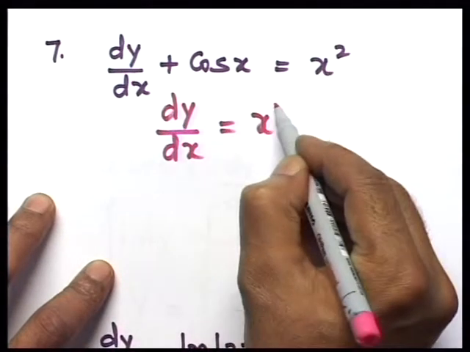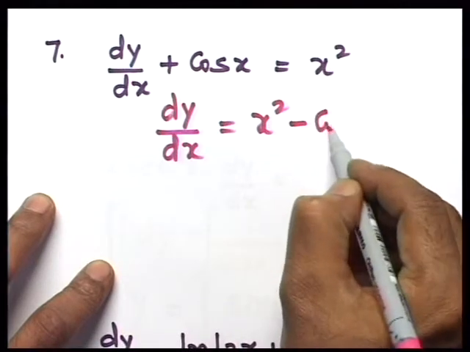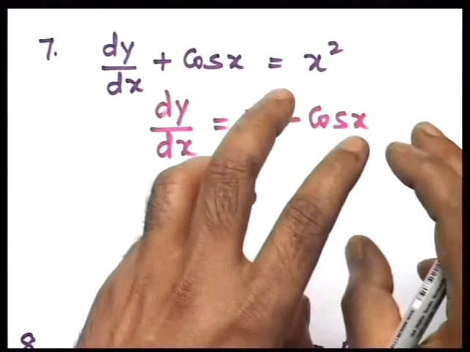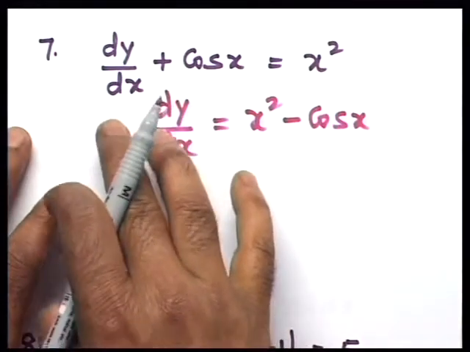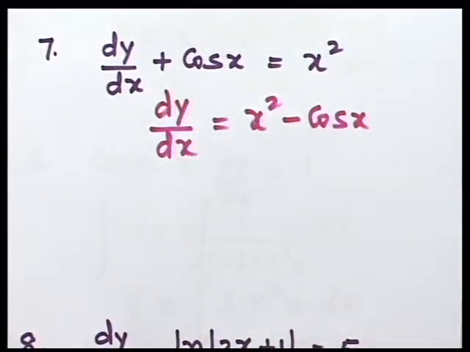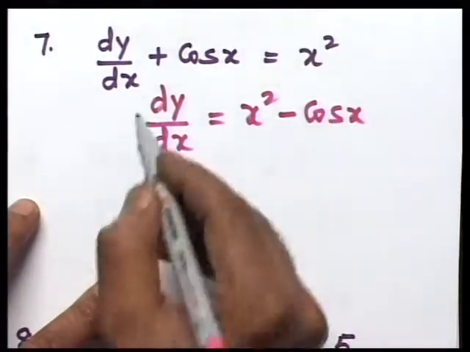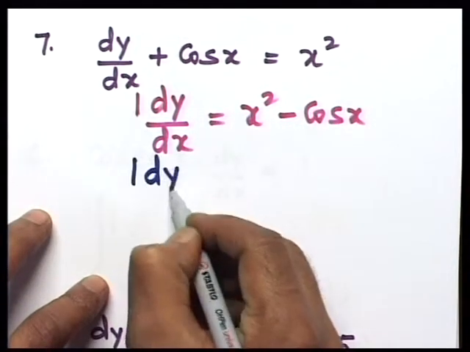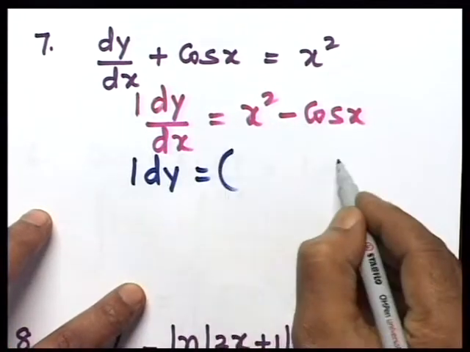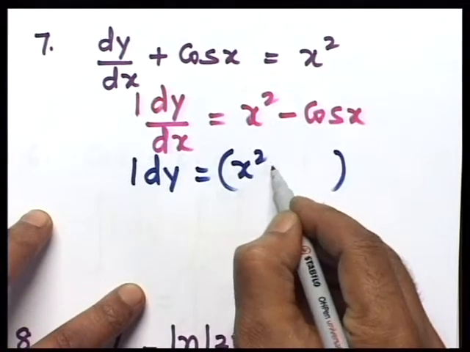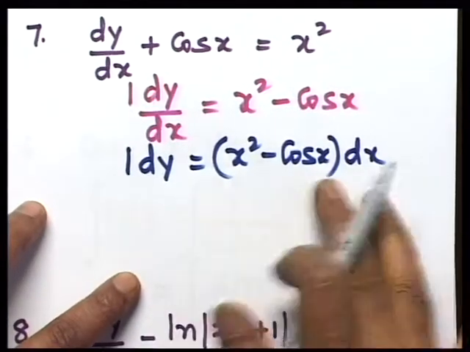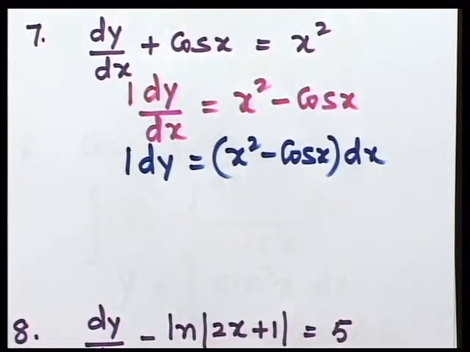Equals x squared minus cos x. In other words, we simply write all the x terms on one side and all the y terms on the other side. Then we integrate on both sides. That's a 1, so we write this as 1 dy equals, inside the bracket, x squared minus cos x, and dx will be there. We achieved our aim. So simply integrate on both sides, please.